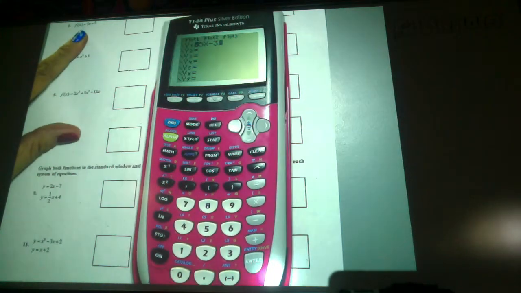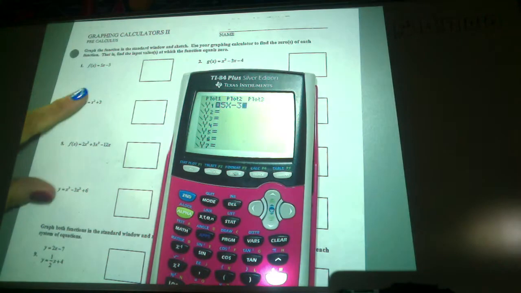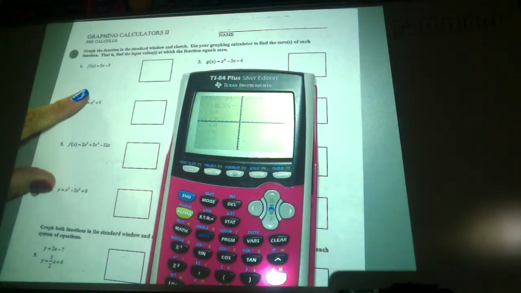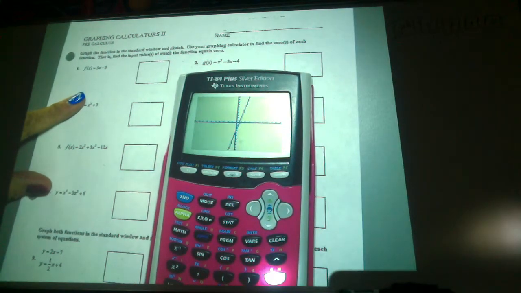There's a difference between the minus button and that negative button. So don't use the negative button unless it's for a negative. Okay? Then you're going to hit graph. And it should be a line, looks just like that. If it's anything different, you need to let me know. Are we all good to go?